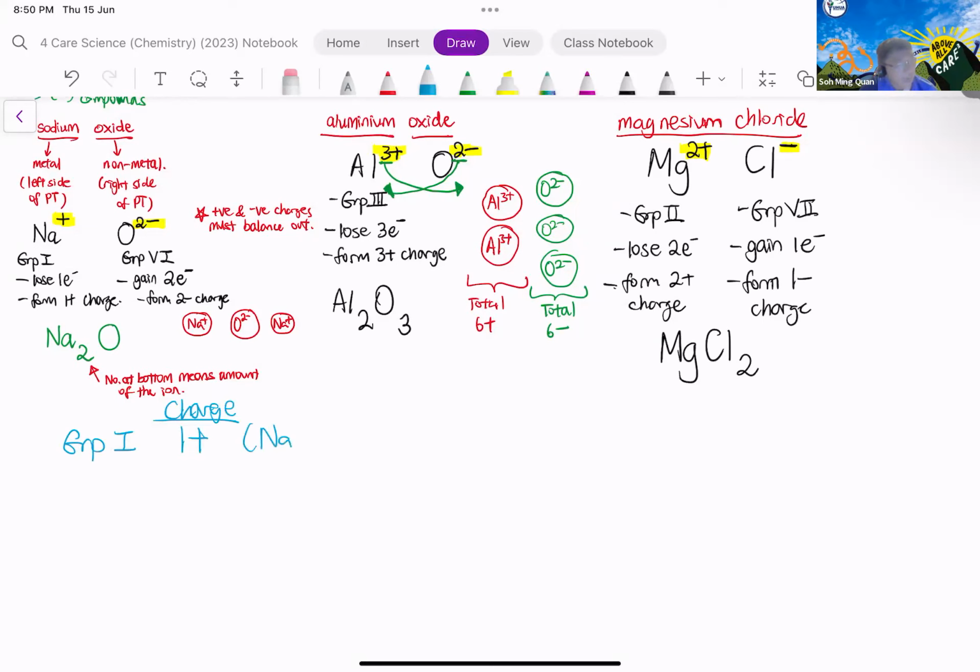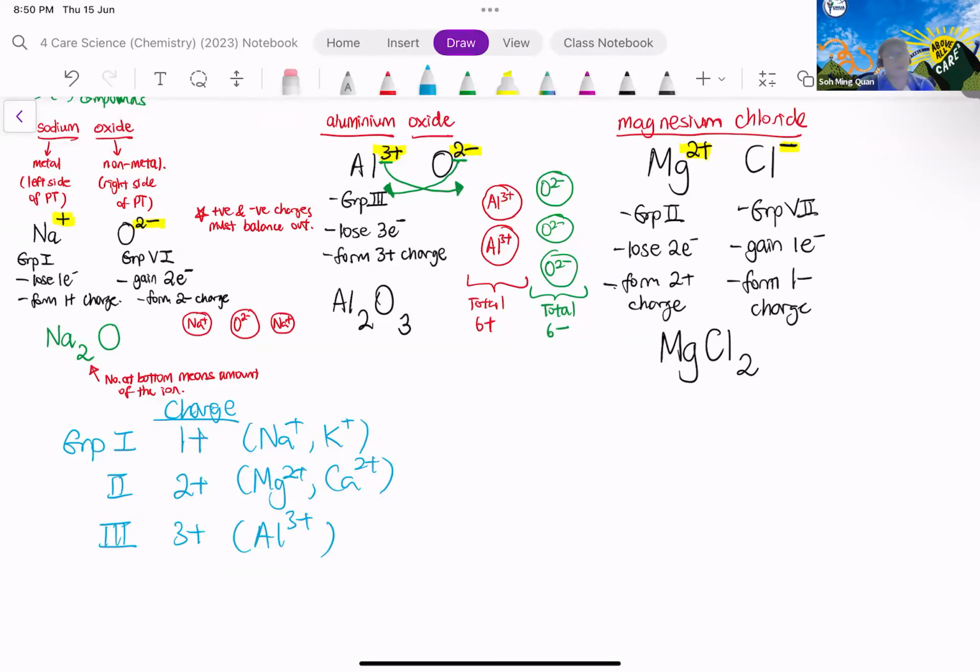So like Na+, K+. Sodium, potassium, they form plus. Group 2, 2+. So Mg2+, Ca2+. Group number 3, 3+. So Al3+.